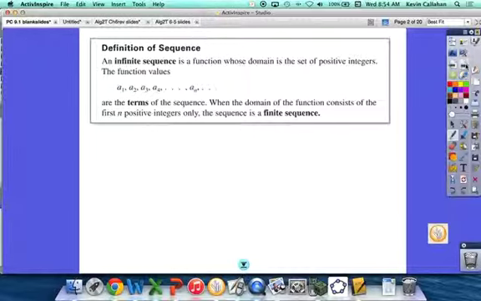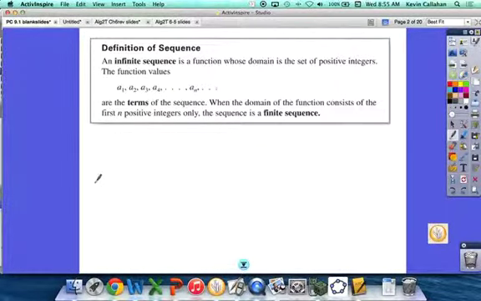Now, the ordered list part of it, you can see those lists of numbers, and you can see they're separated by commas. Right? What makes them ordered is you can see that every one of these has got a subscript. Like A1 means the first term in the sequence. A2 means the second term in the sequence, right? And so on, right? They're in order.